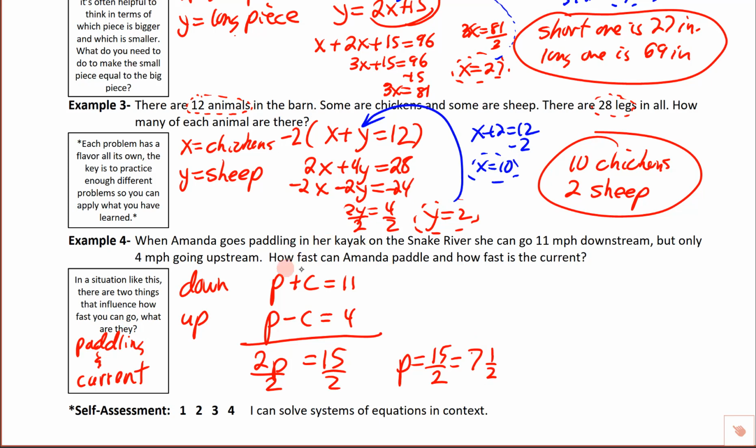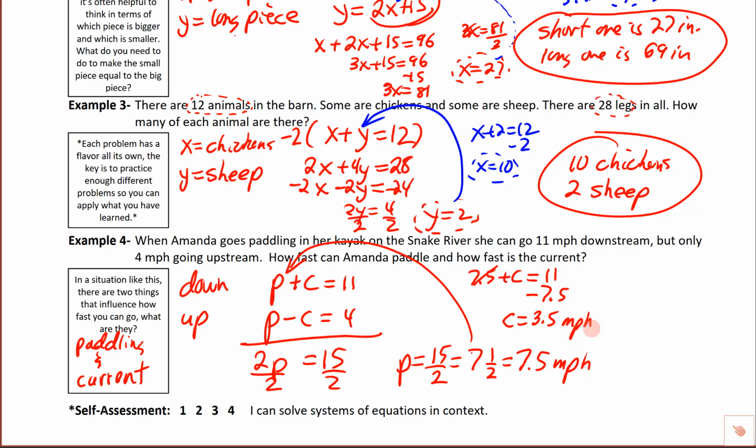So I'm going to take this and I'm going to plug it in right here, but it might be helpful if we stop and think. In this particular case, let's think about what this means. This actually means 7.5 miles per hour. That's how fast she can paddle. So by changing this to a decimal, it's going to make more sense in the problem, and it's going to make this a little bit easier to solve. So we're going to have 7.5 plus c is equal to 11. We're going to subtract 7.5. I'm going to cancel those off, and if you do 11 minus 7.5, you end up with 3.5. So that's going to be 3.5 miles per hour.